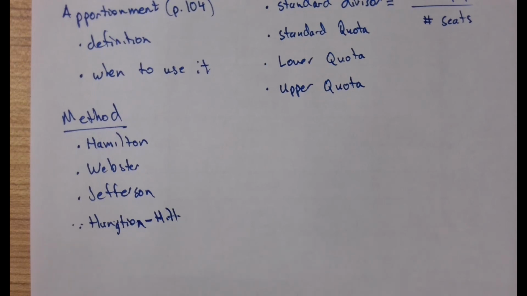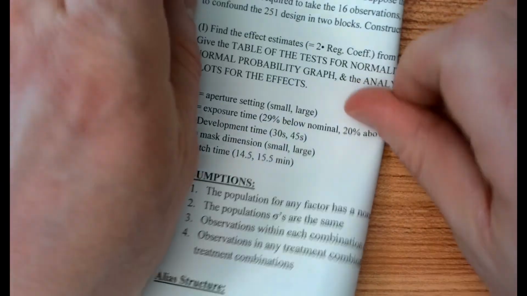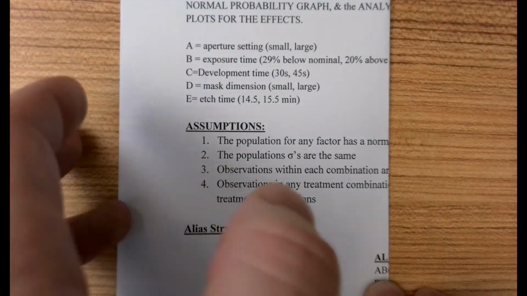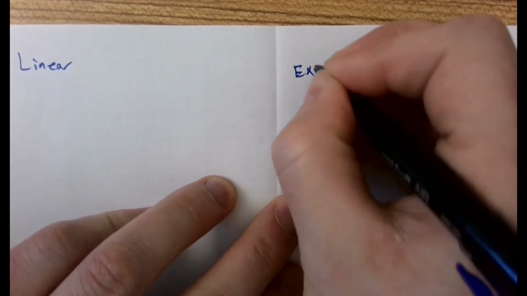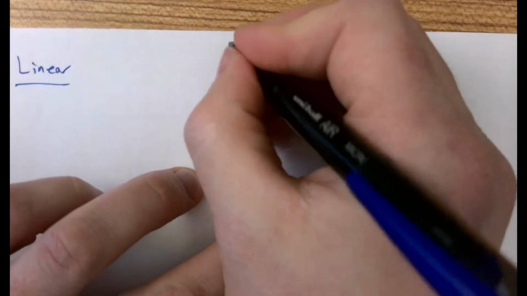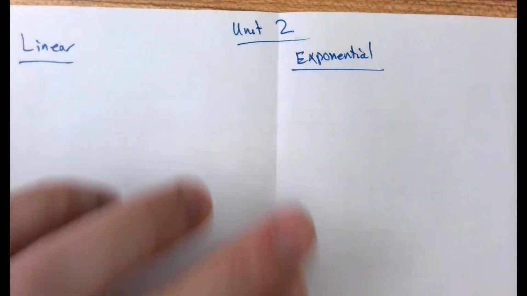So this is Unit 1. Let's jump to Unit 2. Unit 2, I think, has less content, but it's a little bit more complicated maybe. So what I suggest you do is fold your sheet in half, because there's really only two major concepts in this unit. And that is everything linear versus everything exponential. And then there's one other little thing in Unit 2, the average rate of change.